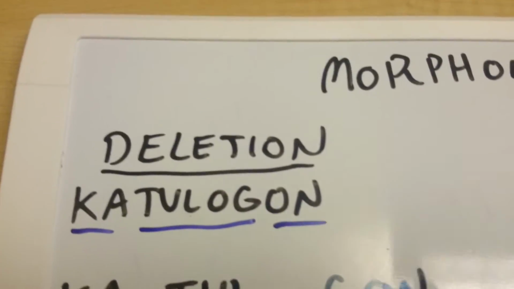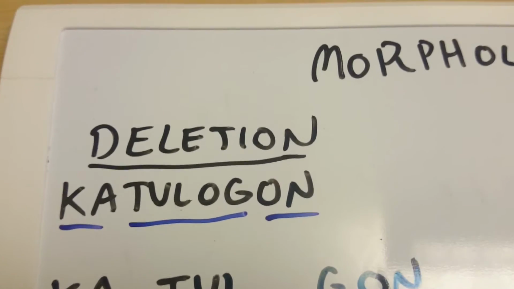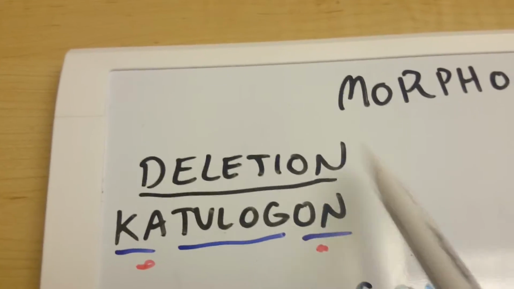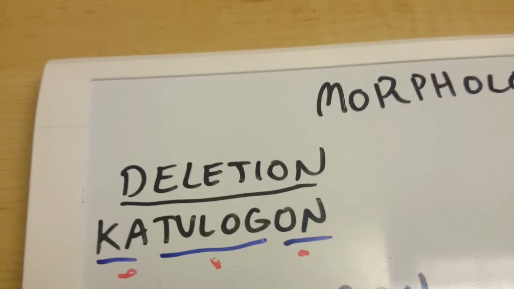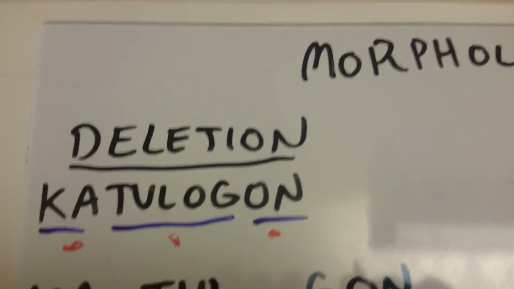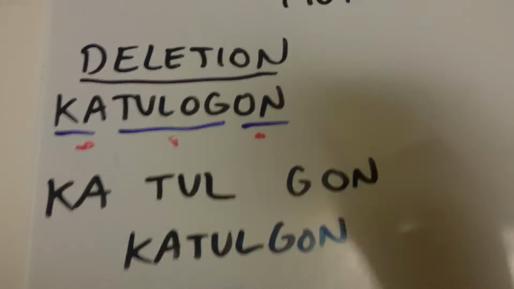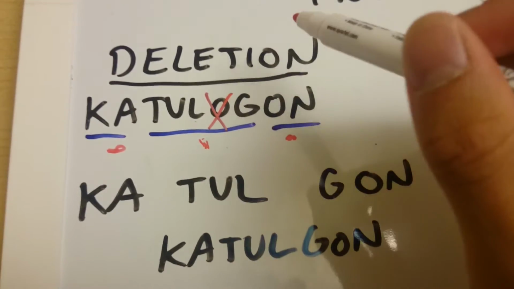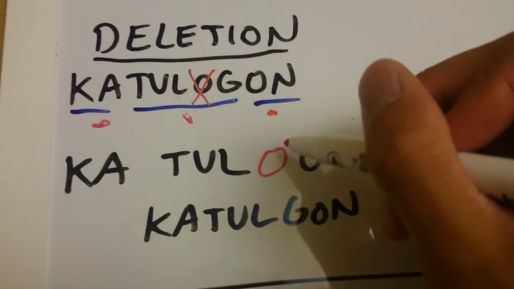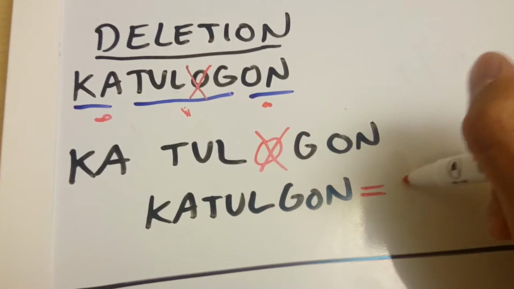So the first one we have is katulogon. I should say it's katulogon, which means sleepy, right? We have the circumfix ka- and -on that tacks on to the verb tulog, and tulog means sleep, or you can pretty much say to sleep. This gets modified by deleting the O, right? This O gets deleted, and we have katulgon. There's the O here that was deleted, which we don't use anymore. And now we just have katulgon, which means sleepy.